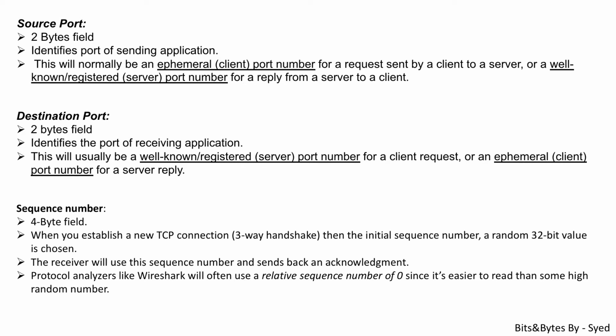Source port is a 2-byte field that identifies the port of the sending application, and normally the client machine chooses a random port number to initiate the connection. If application A wants to communicate with application B, it starts the communication by selecting a random port number as the source and starts to listen on that port for the response sent back by application B.